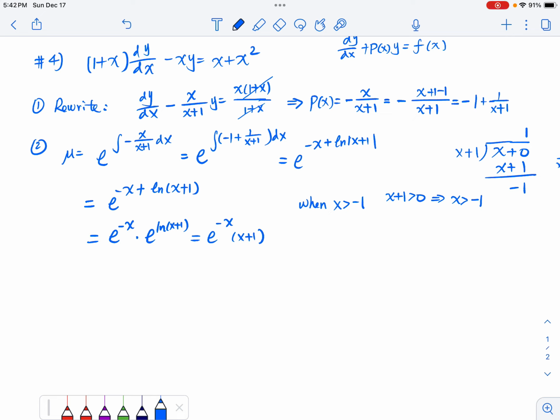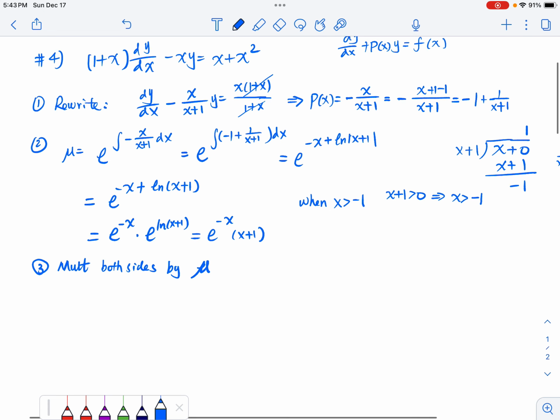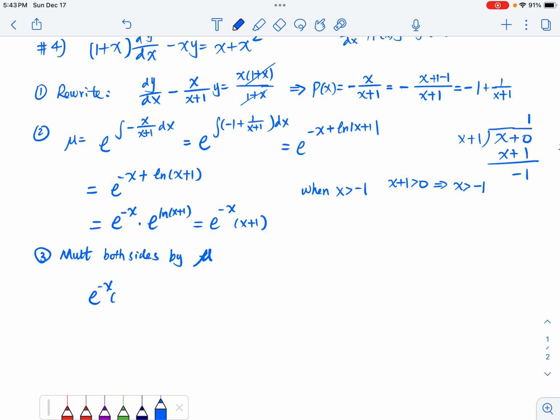Next step, we're going to multiply both sides by this integrating factor mu. When we say multiply both sides, that means we want to multiply both sides of the equation in standard form, which is this. When we multiply that, we have e to the negative x times x plus 1 times dy/dx. We multiply both sides by this integrating factor to this equation.